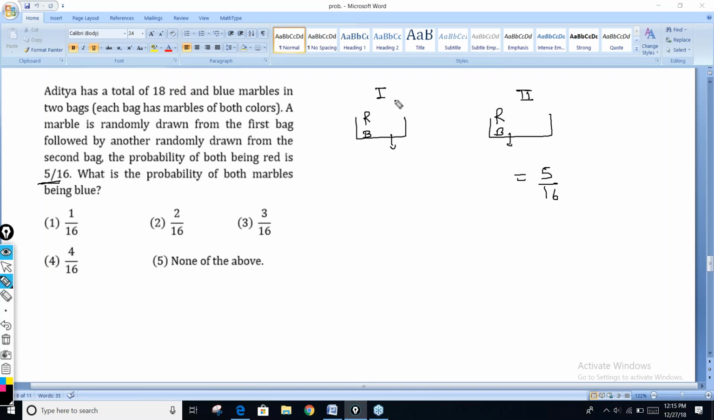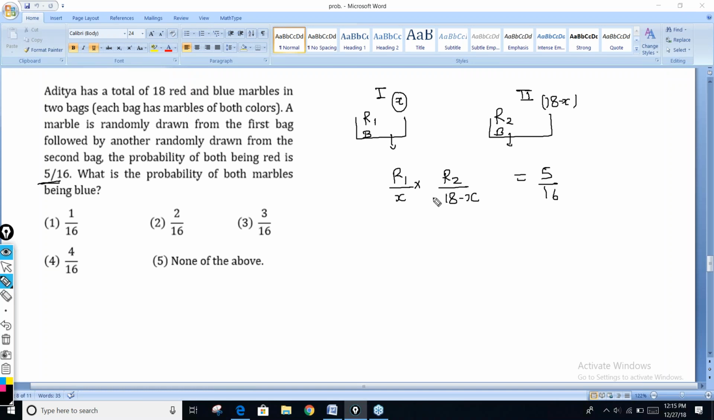So can you say, okay, if there are x marbles here total, there has to be 18 minus x marbles here. And there are, let's say, R1 red marbles and R2 red marbles here. So what is the probability of getting both red? You will say R1 upon x into R2 upon 18 minus x. R1 C1 is R1, R2 C1 is R2, and x C1 is x, 18 minus x C1 is 18 minus x. If you multiply these two, this should come 5 by 16. Question is clear.